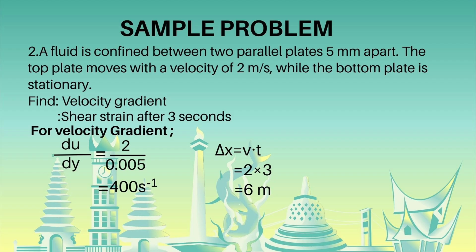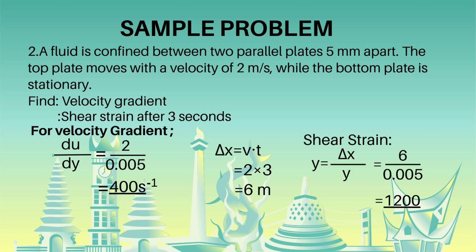So now, kay nakuha na ang delta x, ato nang makuha ang shear strain. So ang formula sa shear strain kay gamma is equal to delta x over y. So ang delta x nato kay 6 m, dayon ang y nga katong millimeter nga atong convert into meter kay 0.005. So 6 divided by 0.005 is equal to 1,200.